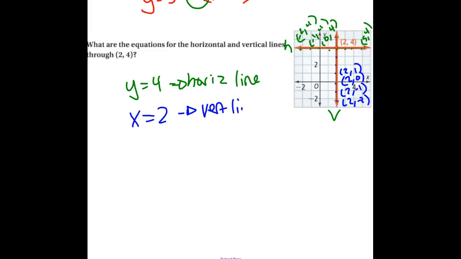which is counterintuitive because of your x and y axes, x is the horizontal and y is the vertical. So if you struggle with writing your equations for horizontal and vertical lines, that'd be my advice. Think about the ordered pairs and what all the ordered pairs have in common.